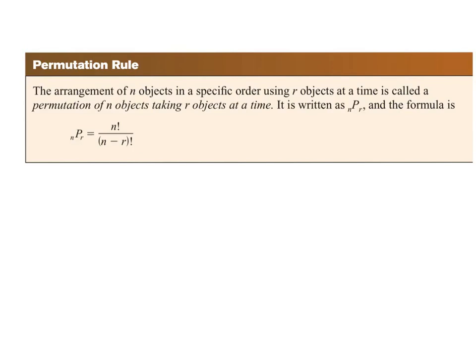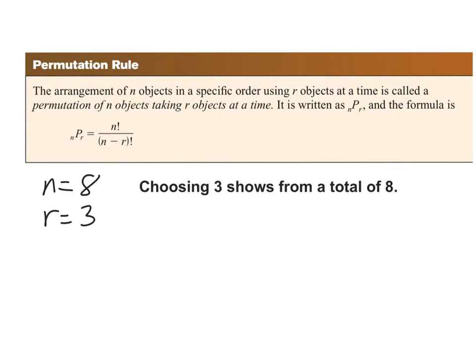So in that particular case, what was n? How many total objects were there for the previous problem? 8. There were 8 shows to choose from. How many were selected? 3. So for the permutation formula, n equaled 8, r equaled 3. And I want to show you how the permutation formula will still give us the same answer. In fact, sometimes it'll be easier to use the permutation formula to come up with our answer.